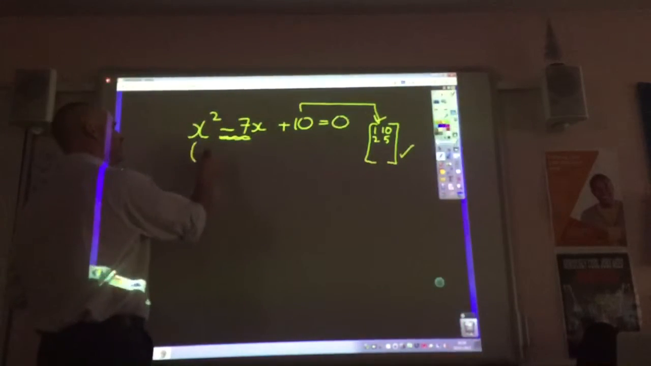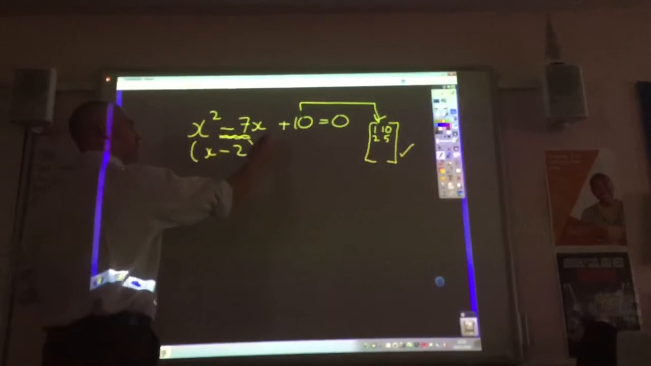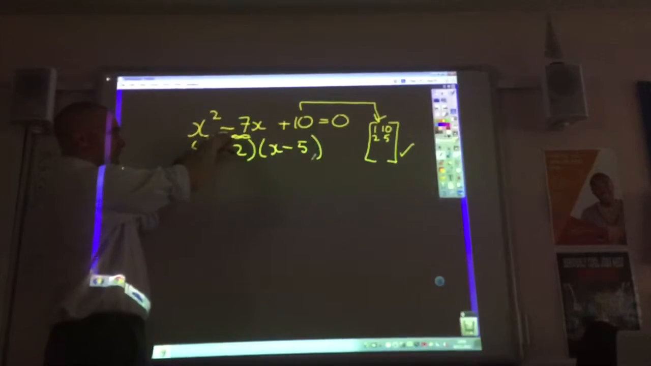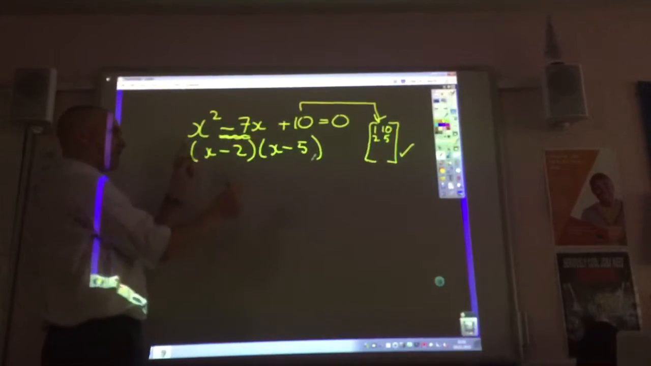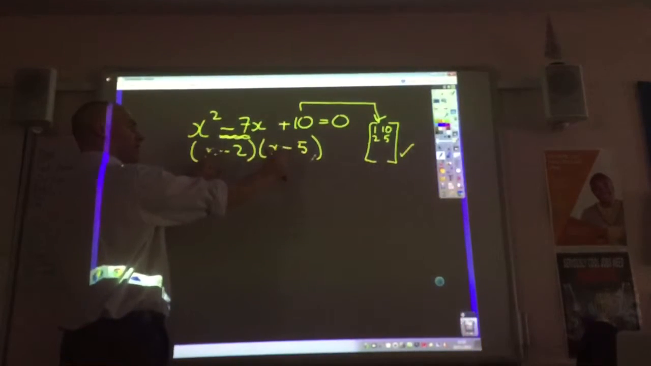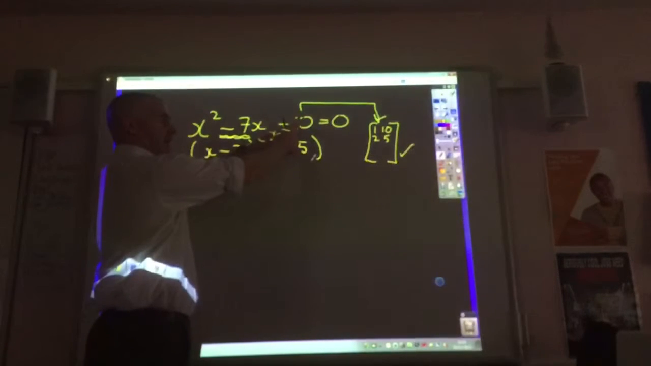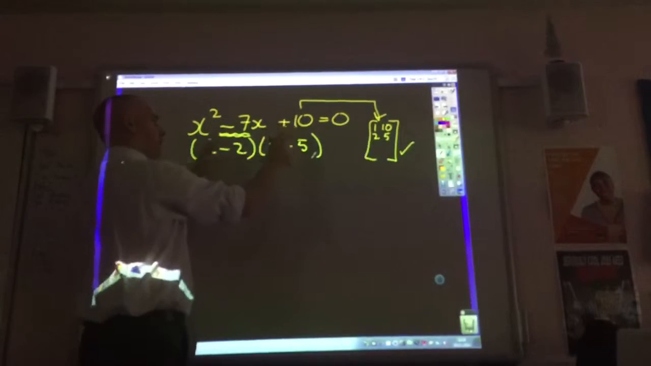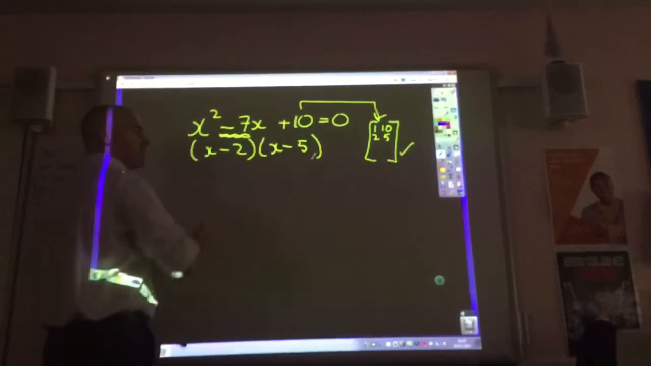So you now realise that if you do x minus 2 and x minus 5, you do get minus 7, but then you double check. If you times these two things together, you should still get the constant value at the end. And a minus times a minus does give you a plus, so it works. Minus 2 times minus 5 is plus 10.